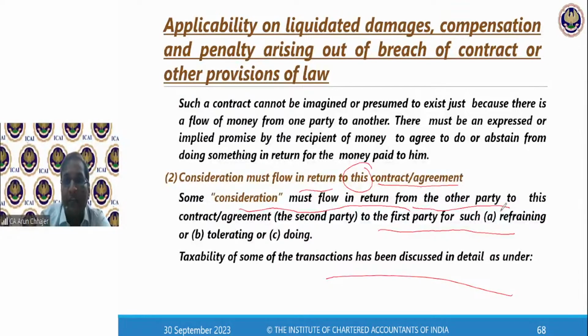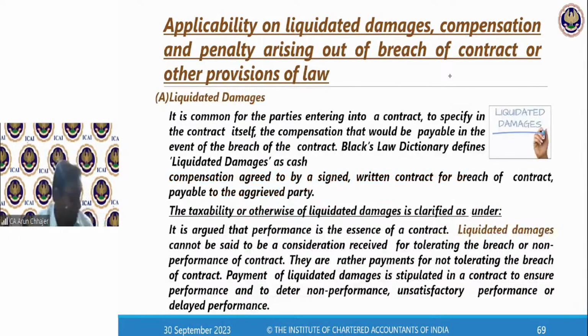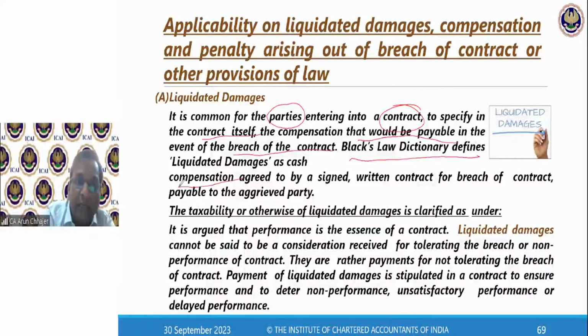Now they have taken the taxability of some transactions in detail. First, they have taken the liquidated damage. What is the liquidated damage? They are saying it is common for the parties entering into a contract to specify in the contract itself the compensation that would be payable in the event of breach of the contract. Black's Law Dictionary defines liquidated damage as cash compensation agreed to by a signed written contract for breach of the contract, payable to the aggrieved party.